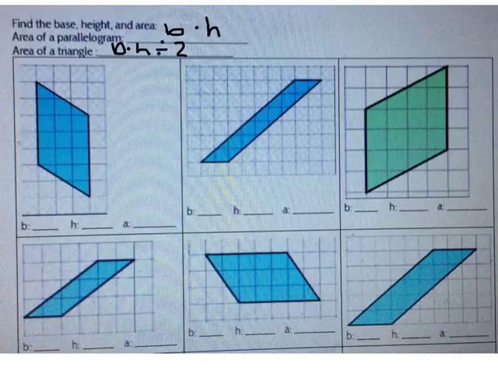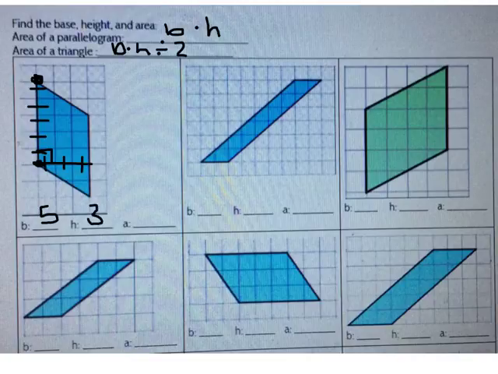Well, the base is any side that I can easily count. I don't want to count a diagonal side, and I have to count the entire line from top to bottom. So it's 1, 2, 3, 4, 5. Remember that the height has to be at a 90-degree angle to the base. So the height in this one is 1, 2, 3. If the base is 5 and the height is 3, what's the area? It's 15 square units. 5 times 3 is 15.